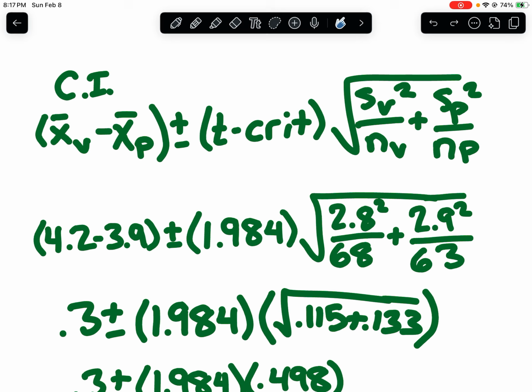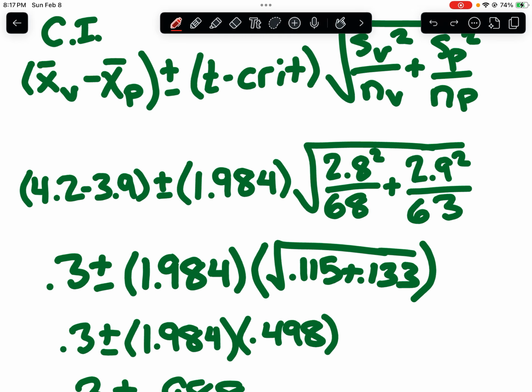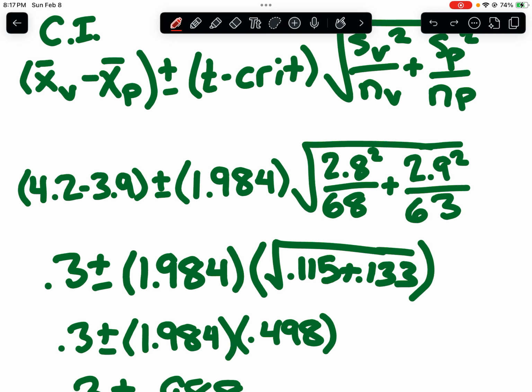We get the 4.2 minus the 3.9. Generally speaking, bigger minus smaller. If you're wondering, does order matter? Generally, we go bigger number minus smaller number. And then we go plus or minus that t critical, the 1.984, times the square root of those standard deviations that we were given and the sample sizes that we were given, and ultimately that fraction piece.